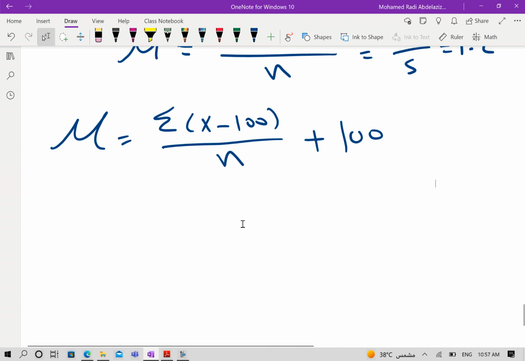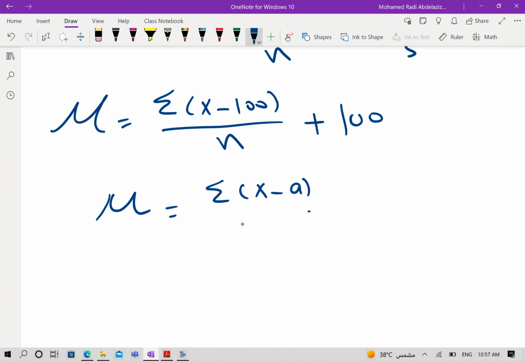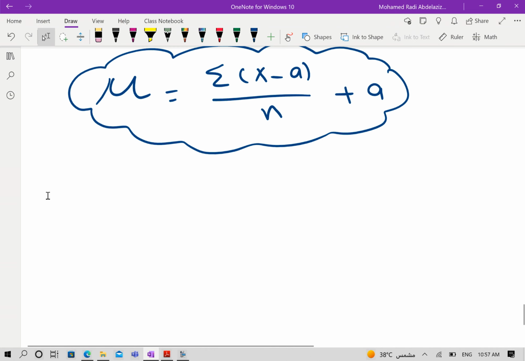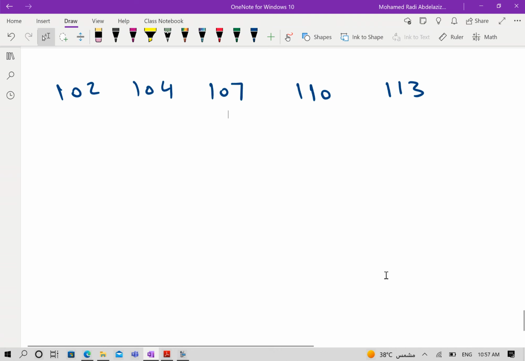So in general, to subtract any value, mu is sum of x minus a divided by n, then you have to add the value of a. This is for mu. What about variance? I will give the same values, then ask to get the variance of the data before and the data after coding, and we'll see the difference.